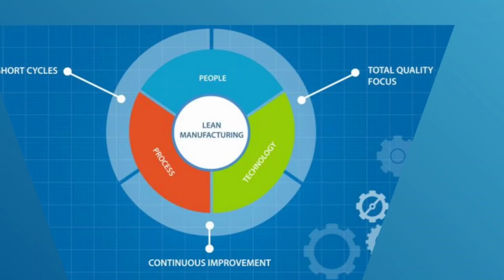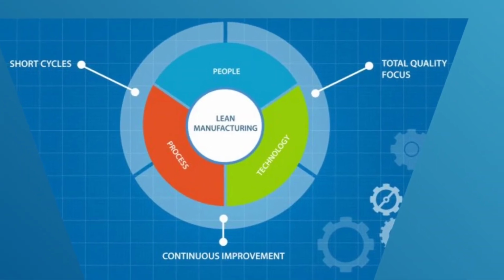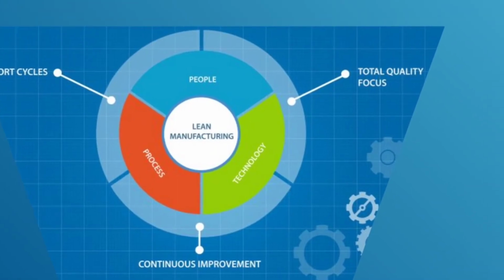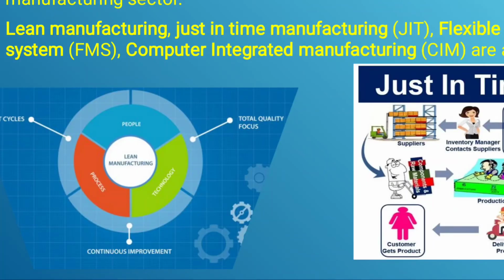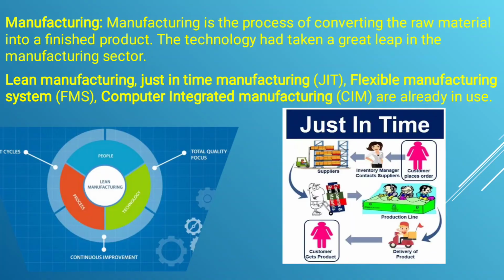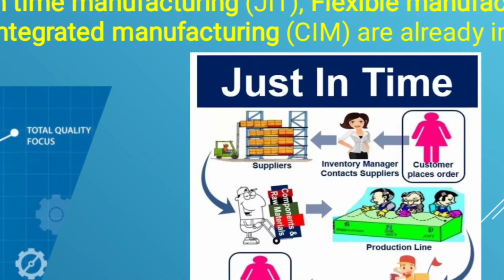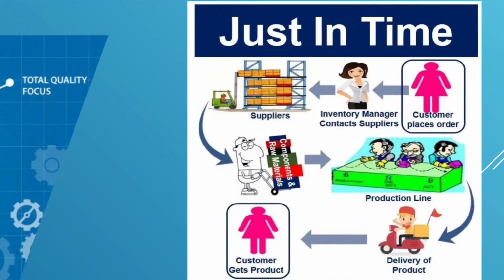So for that we have the efficient people, the efficient process, and the efficient technologies we want to use to achieve lean manufacturing. So this is one of the methods to create products. Another type of manufacturing process is the just in time manufacturing process.